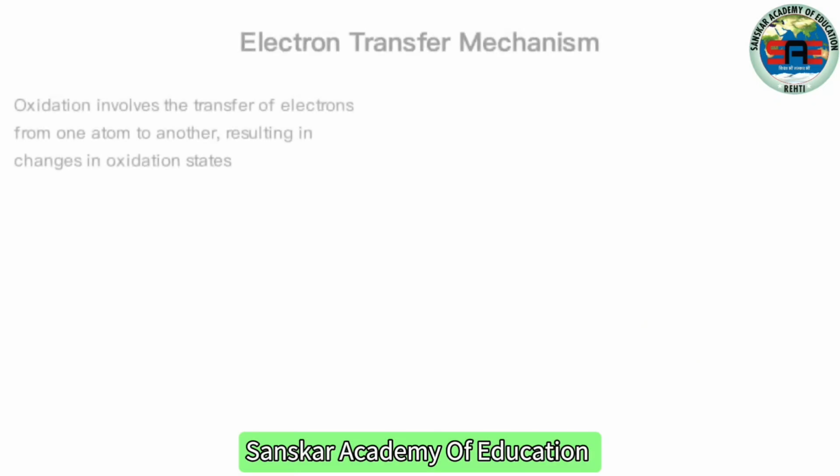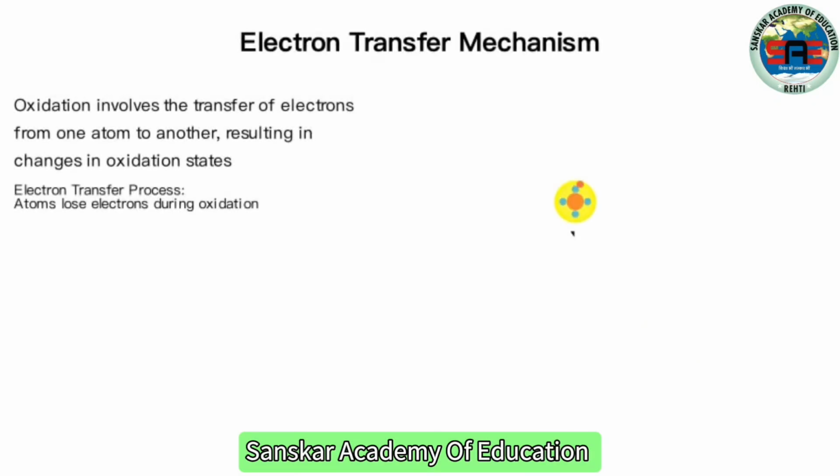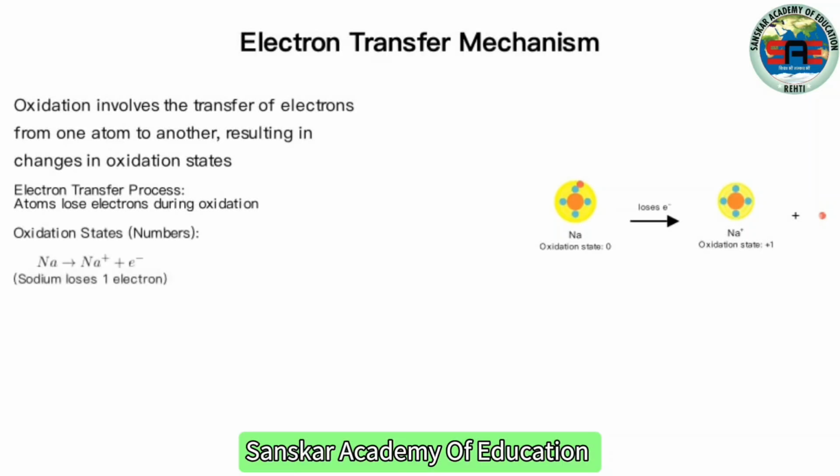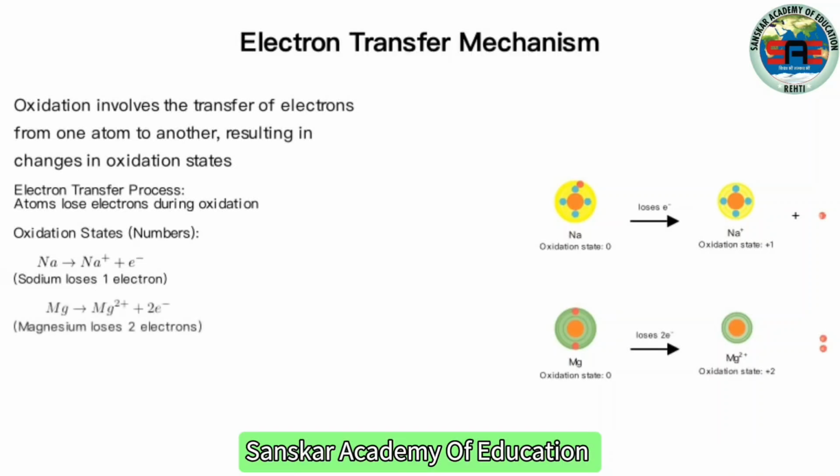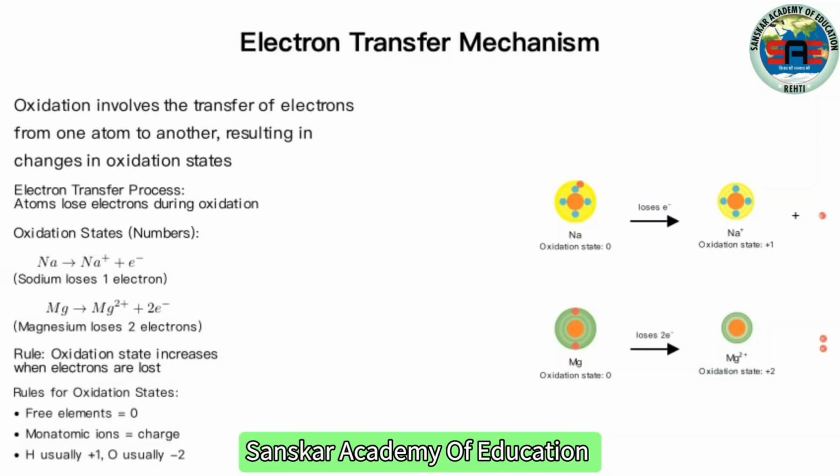The electron transfer mechanism is the heart of oxidation reactions. When an atom undergoes oxidation, it loses one or more electrons, which causes its oxidation state to increase. For example, sodium metal has an oxidation state of 0, but when it loses one electron, it becomes a sodium ion with an oxidation state of +1. Similarly, magnesium loses 2 electrons to form a magnesium ion with an oxidation state of +2. Understanding oxidation states helps us track electron movement and predict chemical behavior.